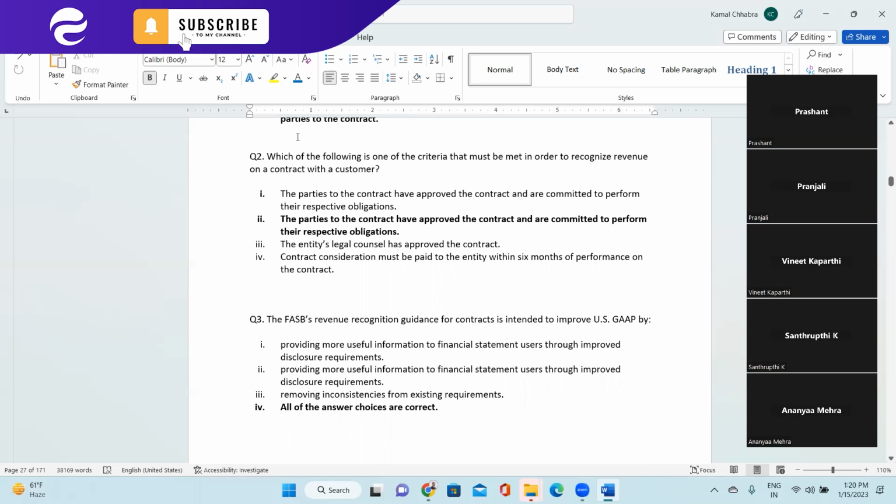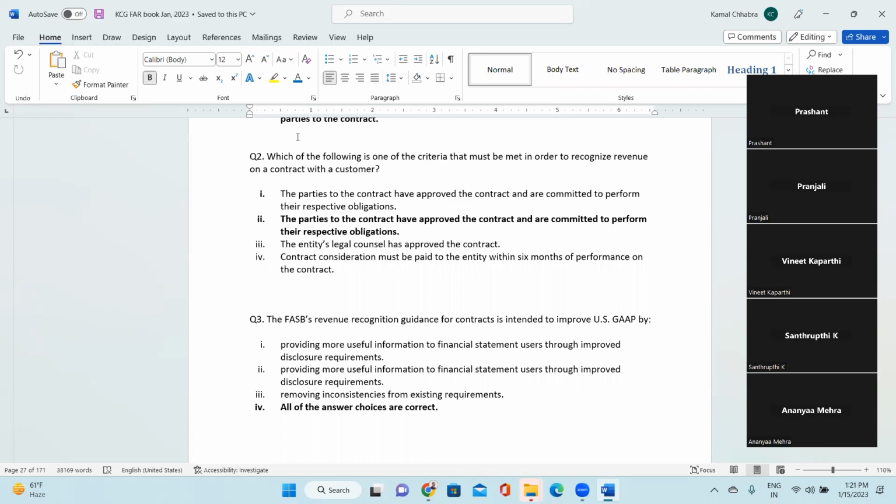Which of the following is one of the criteria that must be met in order to recognize revenue on a contract with customer? First is the party to the contract have approved the contract and are committed to perform their respective obligation. Second is the party to the contract have approved the contract and are committed to perform their respective obligation. Both are same. Same sentence. So maybe some typo error from my side. So just ignore the first option. Let's consider three options we have.